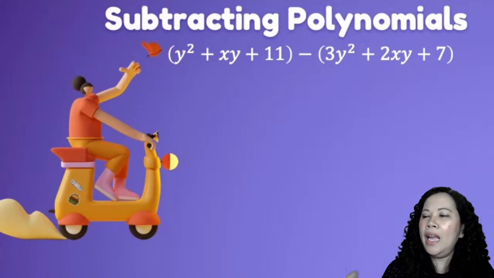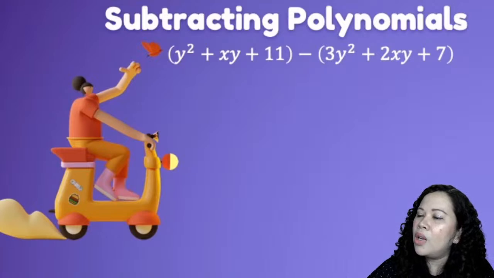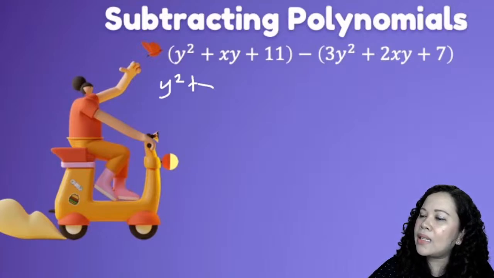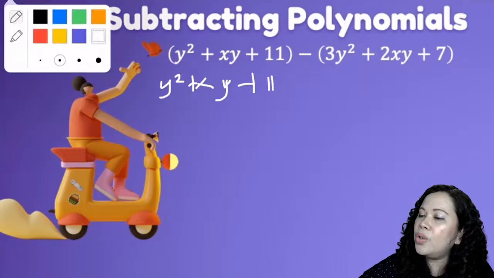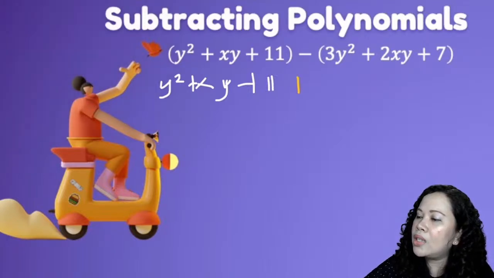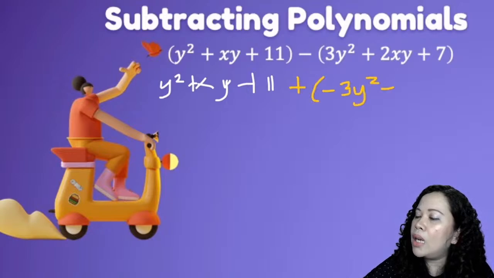Alright, so again, another example for subtracting. We have to change this, so we copy y squared plus xy plus 11, and then we proceed to addition. Let me use a different color. Addition, that's plus, and then everything here will change the sign. So negative 3y squared minus 2xy minus 7.